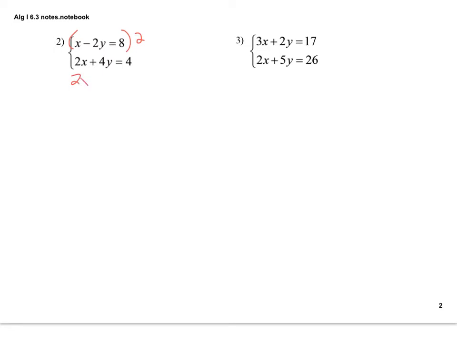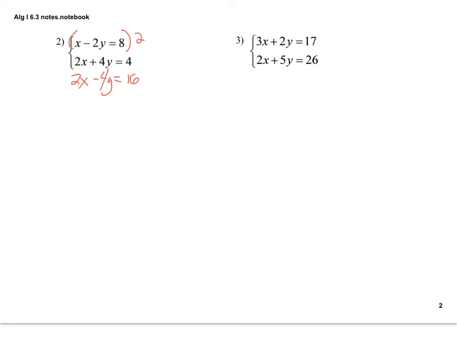So I'm going to have 2x minus 4y. And a common mistake that I see a lot of people make, let me fix that equal sign, is they don't remember to multiply everything in the entire equation. So if I multiply one side of the equation by 2, I need to multiply everything on the other side of the equation by 2. So 8 times 2 would be 16. Don't forget to do that side as well.